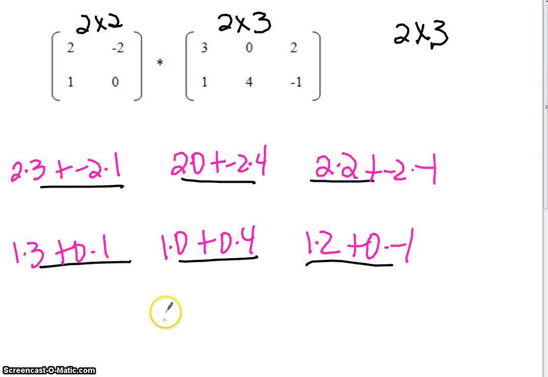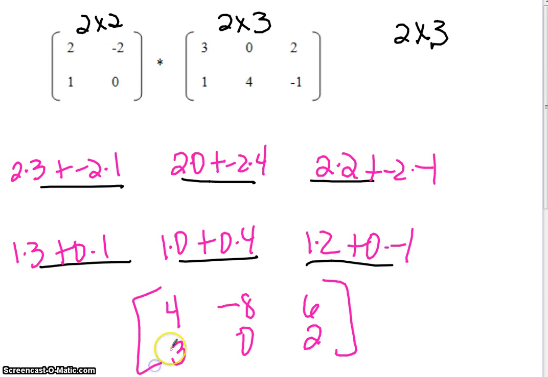So 6 minus 2 is 4. 0 minus 8 is negative 8. 4 plus 2 is 6. 3 plus 0 is 3. 0 and 0 is 0. 2 plus 0 is 0. Not 0. 2 plus 0 is 2. Put your brackets around it, and you have your answer.